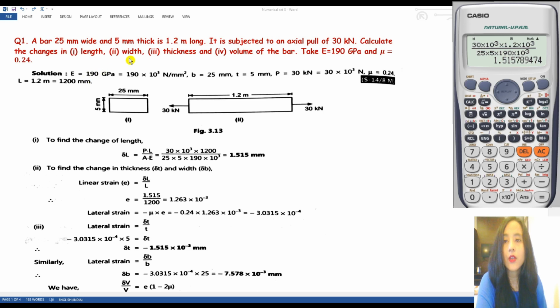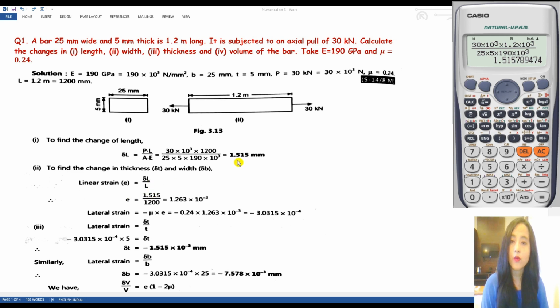Now second, we can find change in width or change in thickness. These two, change in width and change in thickness, we find from the lateral strain. This comes under lateral strain. This change in length comes under linear strain. So since we have found del L, हमें del L मिला है, तो फिर यहाँ से हम linear strain calculate कर सकते हैं. What is linear strain? Linear strain is equal to change in length by original length.